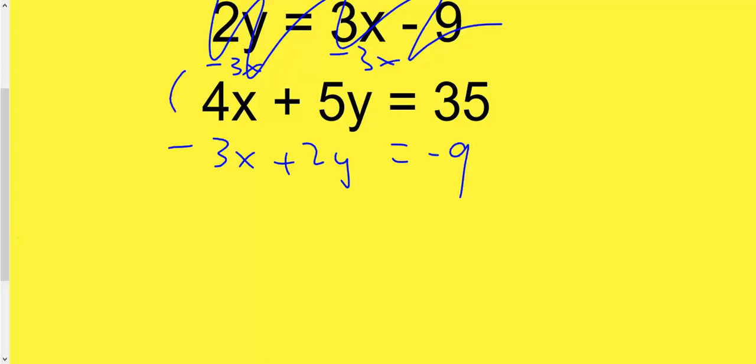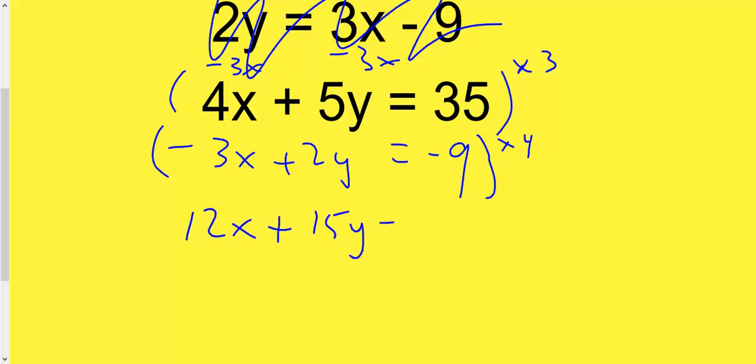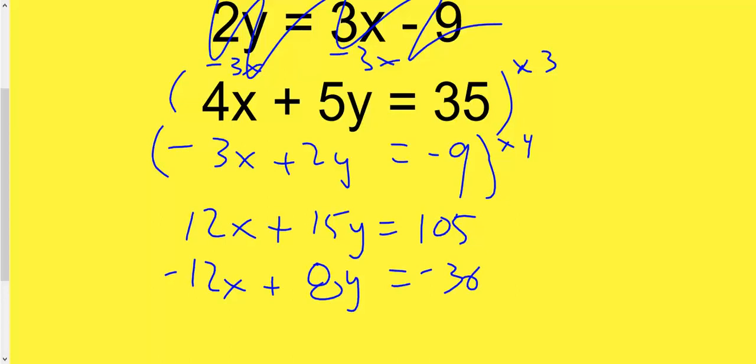I'm going to go with 12 here for my x's. Let's go with positive 3 and positive 4 because that will give me 12 and negative 12. So 12x plus 15y equals 105, and then negative 12x plus 8y equals negative 36. And then as you can see, the 12s are positive and negative, so you can go ahead and eliminate those.